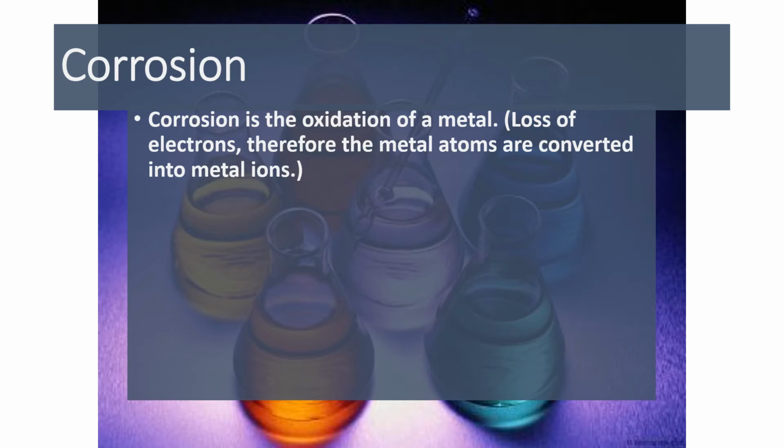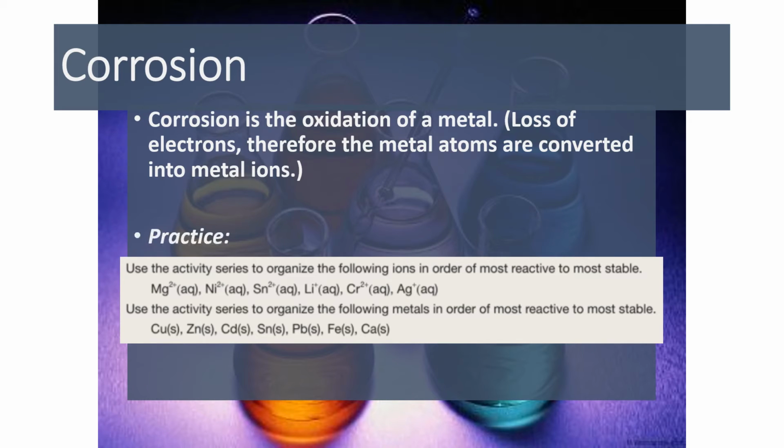One of these metals is going to go through an oxidation, and the other metal is going to go through a reduction when we have these typical battery cells that we're going to look at. To keep practicing with our activity series, please try these two questions. So pause it here and try these two questions.